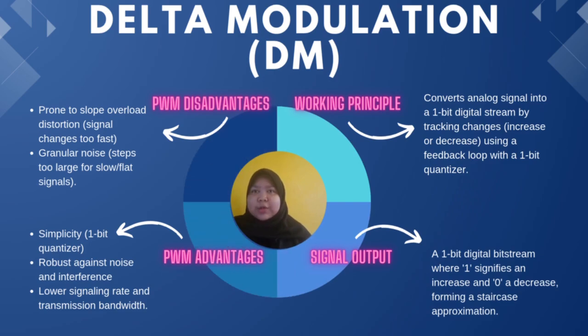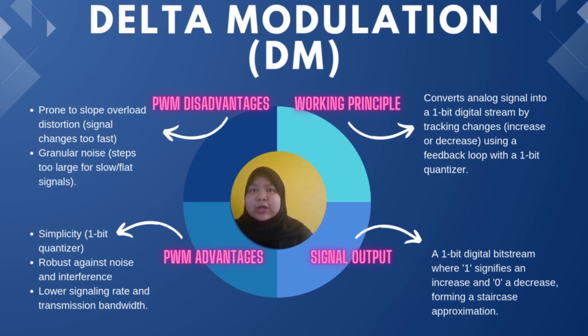Delta modulation, often abbreviated as DM, is a powerful method used to convert analog signals into a 1-bit digital stream. It is a simpler alternative to more complex modulation schemes and has its own set of advantages and disadvantages. The working principle of delta modulation is that it converts an analog signal into a 1-bit digital stream by continuously assessing whether the analog signal is increasing or decreasing. This is achieved using a simple 1-bit quantizer.